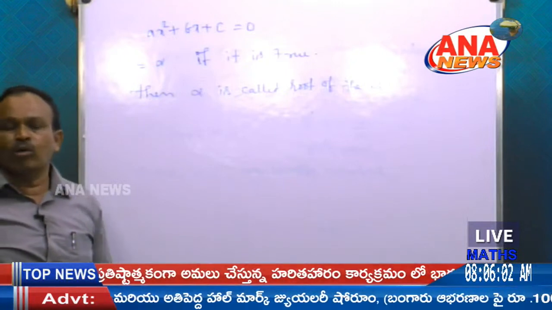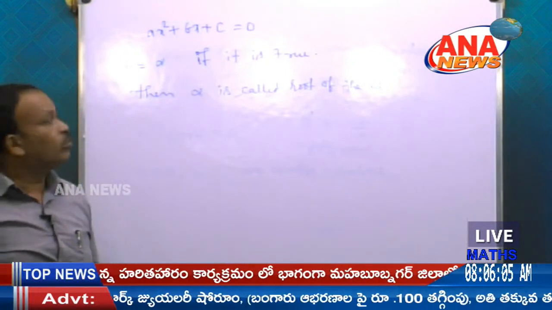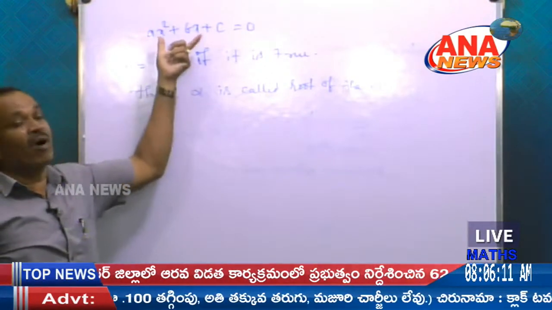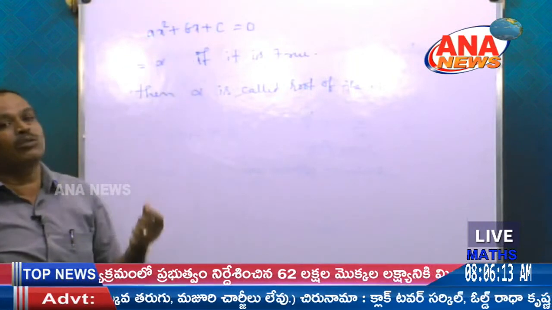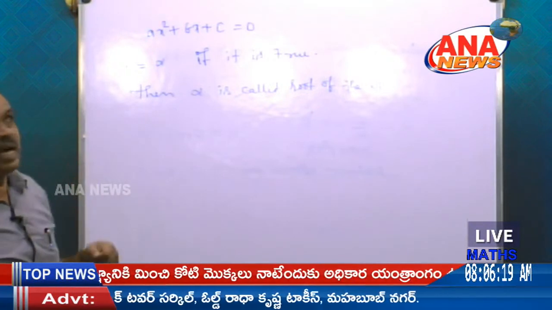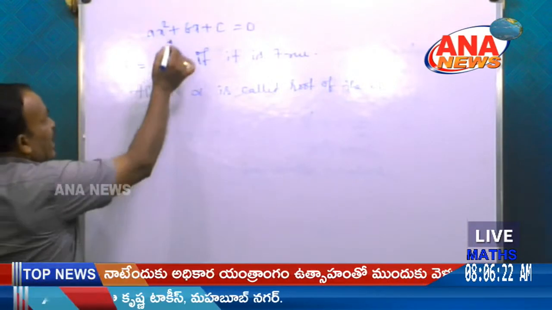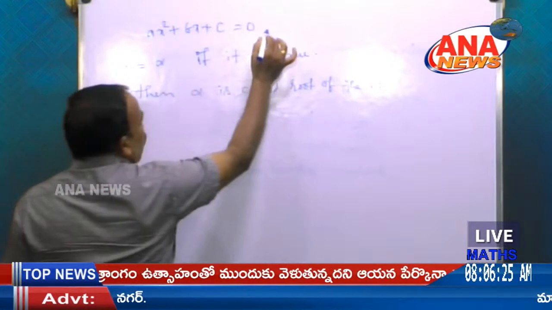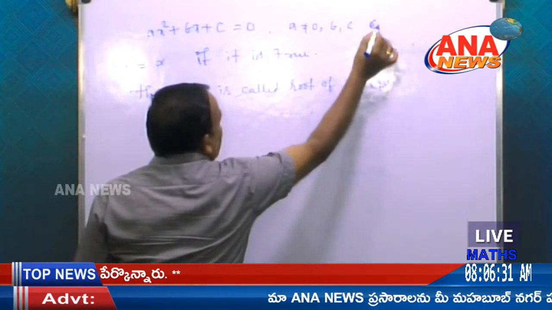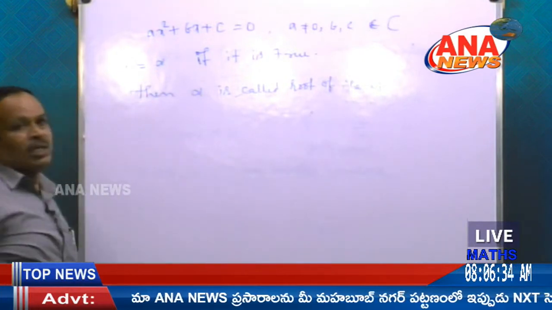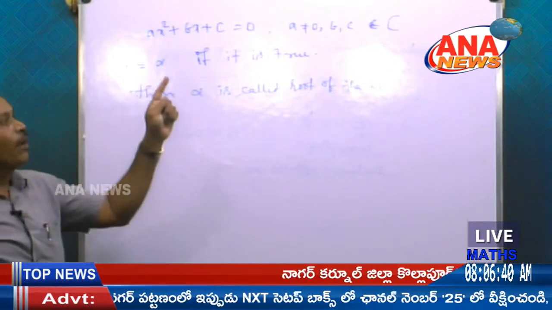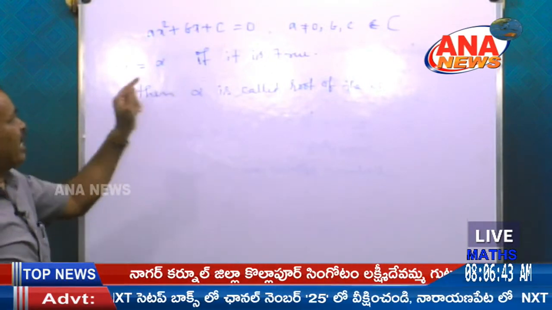What are the roots and how to find the roots? Root means what? x value. That is, for what values of x this equation is true. How to find the roots? See, this is ax square plus bx plus c is equal to 0. Of course, a is not equal to 0, and b, c belong to C. C denotes the complex number set. Okay, a is not equal to 0, and b, c, these three are complex numbers.